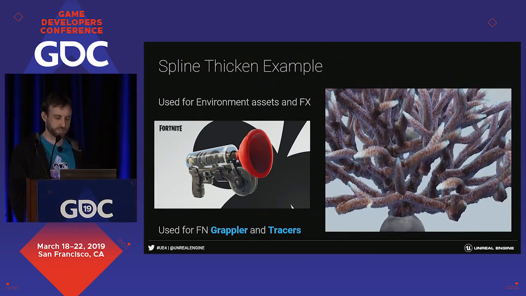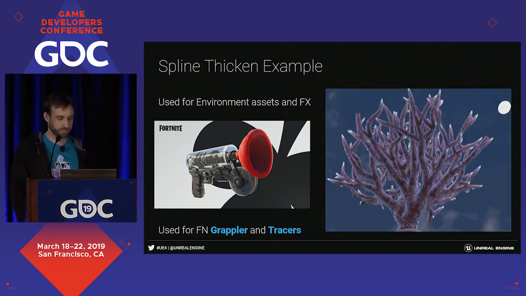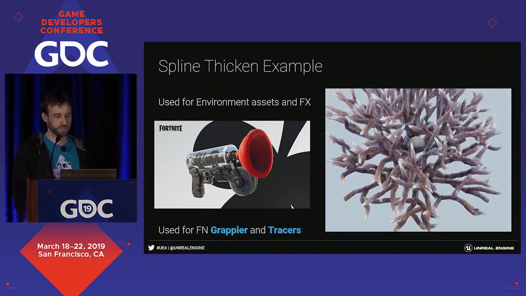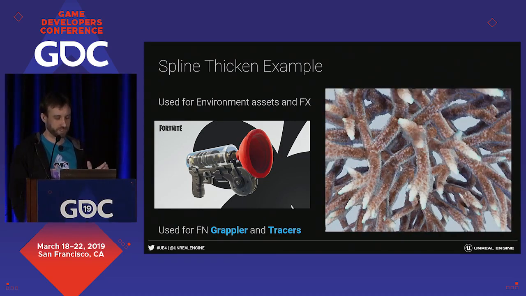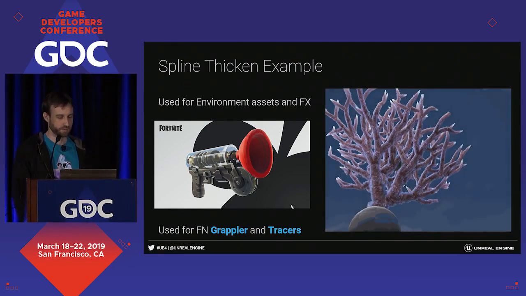And then we also sometimes build environmental assets, like this whole little coral that I made, where it was procedurally grown with a blueprint and just made of these really thin splines. But you can see it's really hard to tell the artifacts. You can almost not tell that it's all fake geometry.